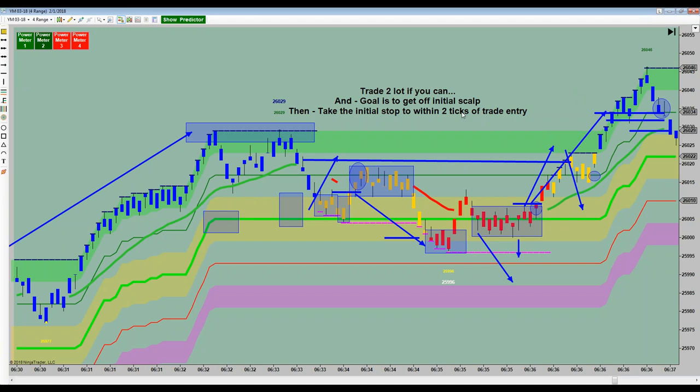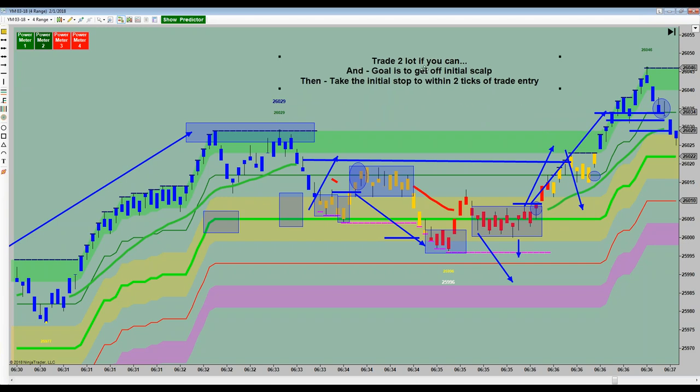Now, there is a trade-off. Let's take a look at how far this market moved. Arguably, it went from 05-ish. That's not where we got filled. Got it in 09 or 10 even. But 05-ish all the way to 46. So how many ticks was this entire move right here? About 40, right?